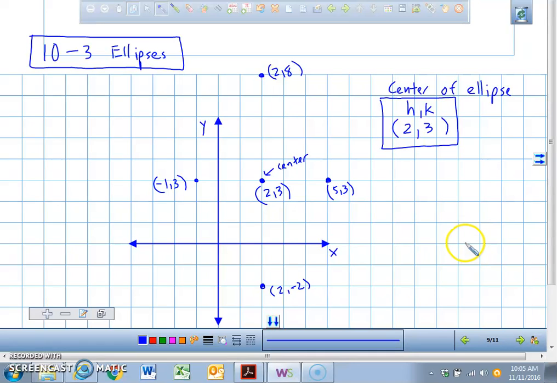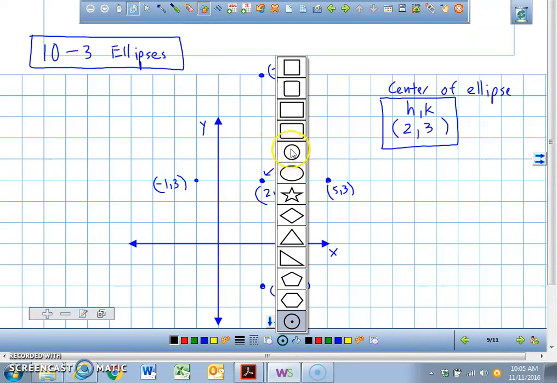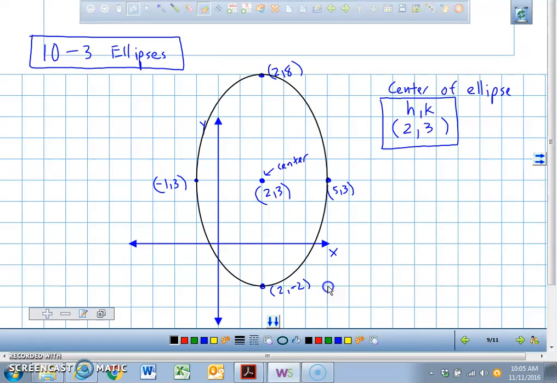What we're going to do first is go ahead and draw the ellipse. I have a little bit easier tool to be able to do this. You probably don't have this tool. I'm going to make it to the best of my ability. There we go. So there's my ellipse.